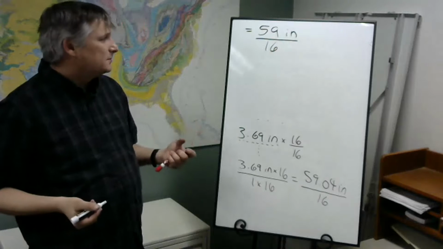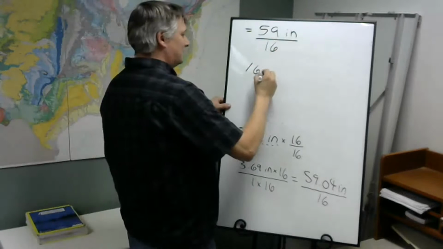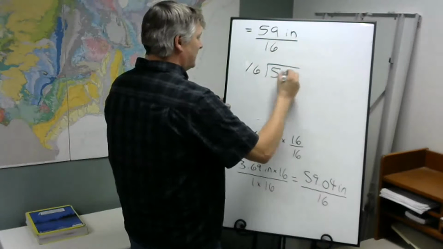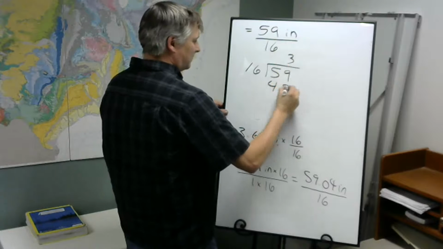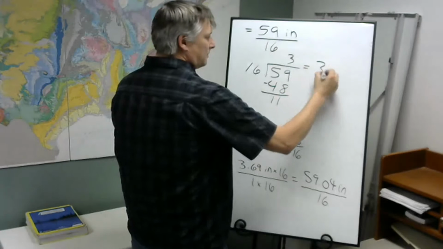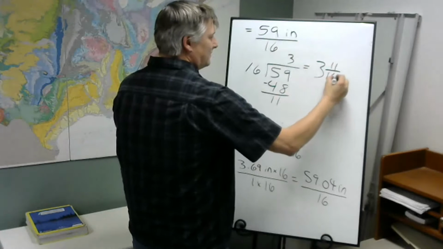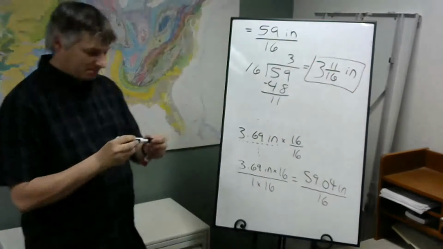Well, now what we're going to do, let's put this into a mixed number. So we'll take our 16, divide into 59, at most 3 times, 48, we get 11. So this will be 3 and 11/16 of an inch.